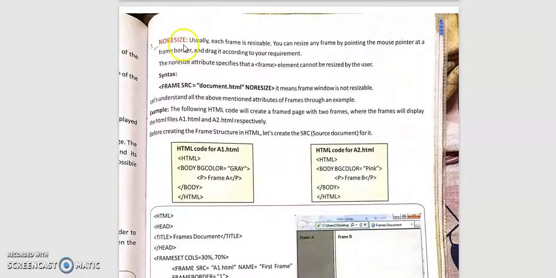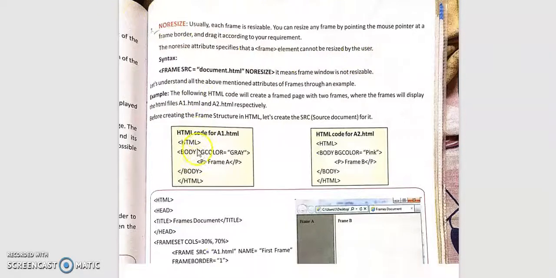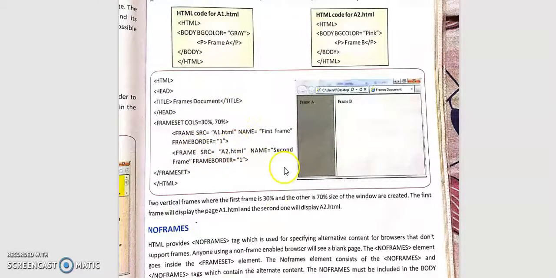Then the noresize attribute. By default each frame is resizable: you can resize any frame by pointing the pointer at the frame border. With noresize, the frame cannot be resized by the user. If you don't want the user to resize it, you will use that particular attribute.